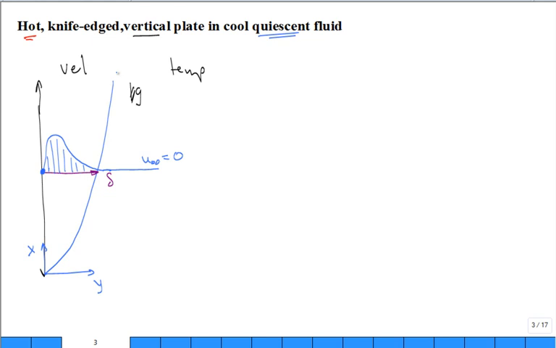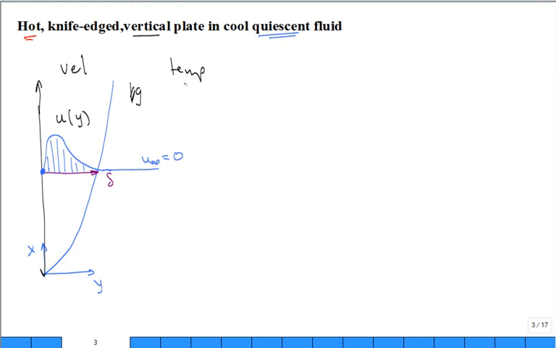So we're interested in U as a function of either x or y. What is it? X or y? U is a function of which one? U is the velocity in the x direction as a function of y. U is a function of y.